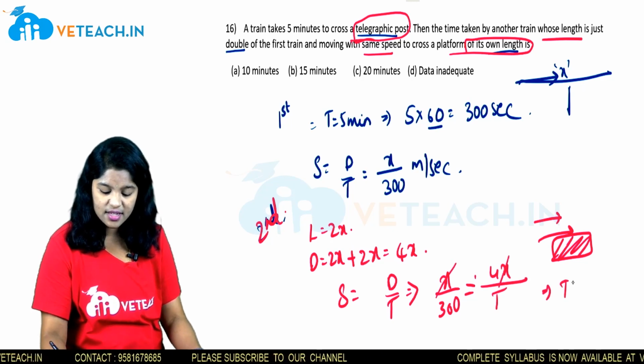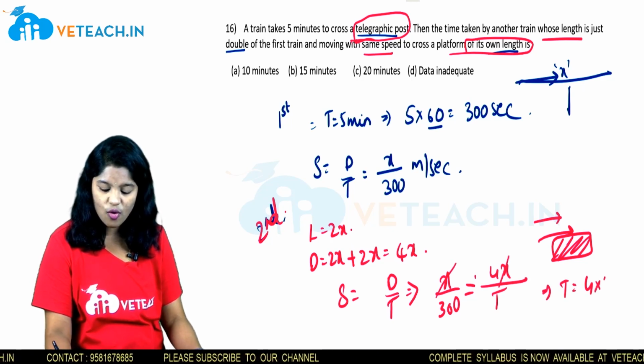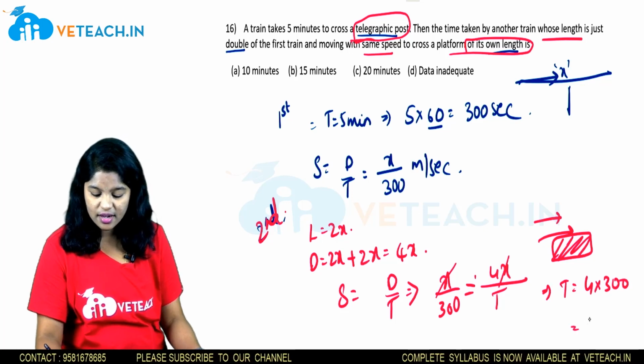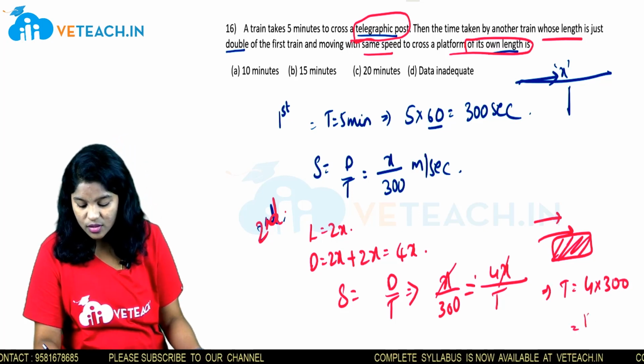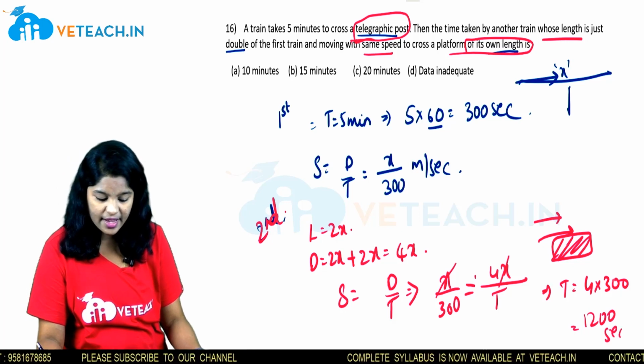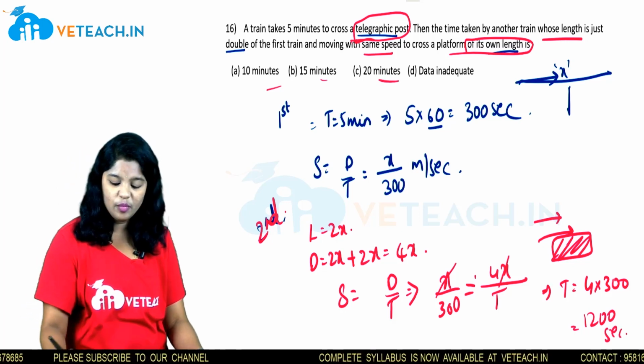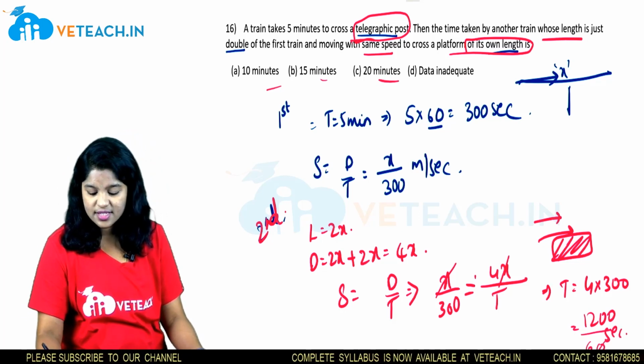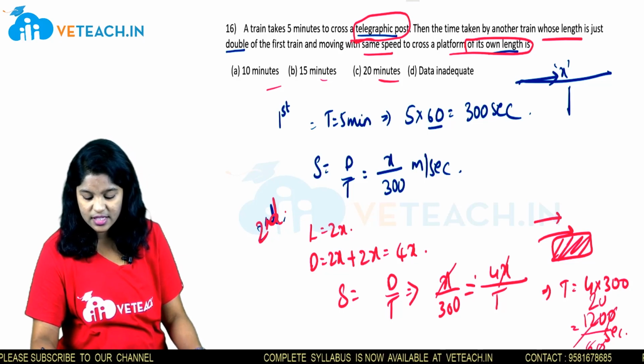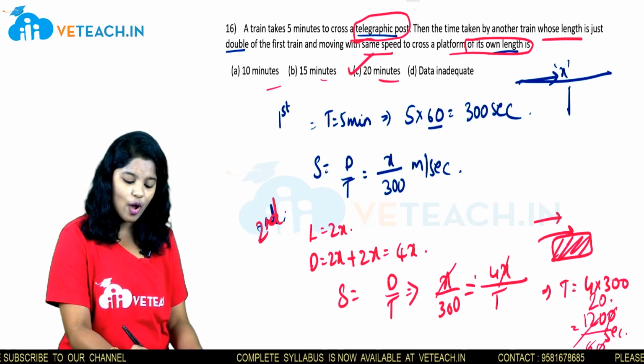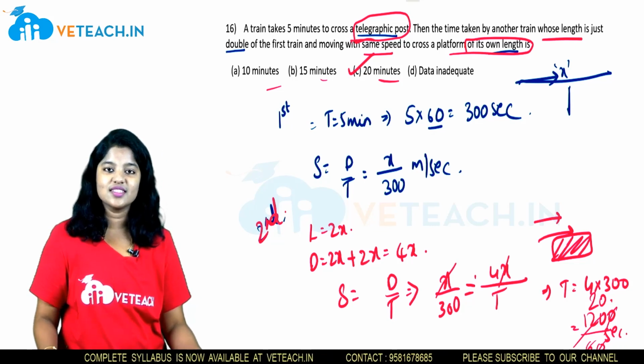X gets cancelled. Time is equal to 4 into 300, that is equal to 1200 seconds. They have asked us in minutes, so divide it by 60. We will get it as 20 minutes. So option C, 20, is our correct answer.